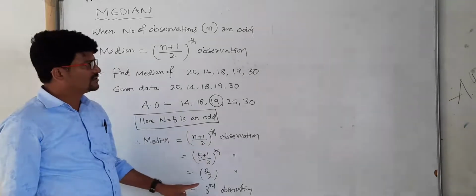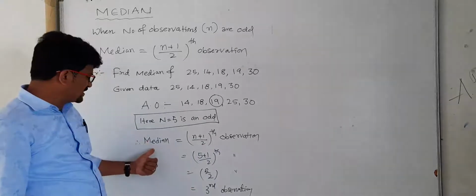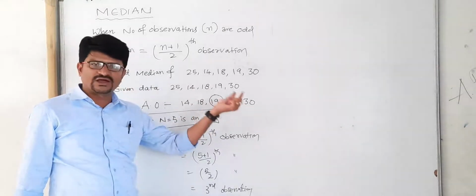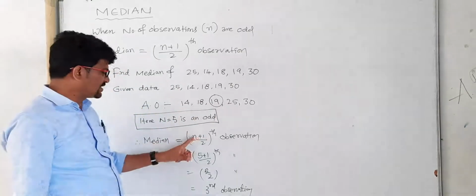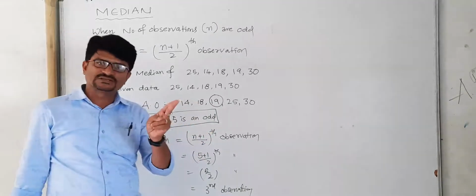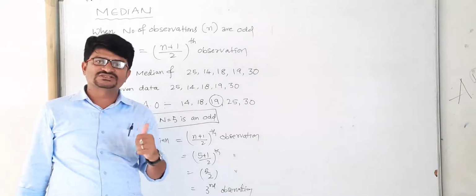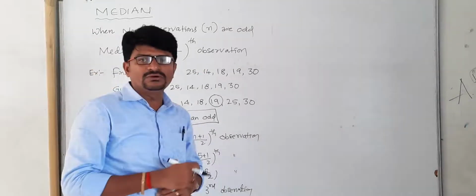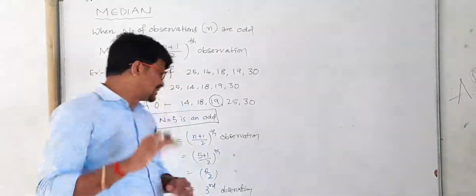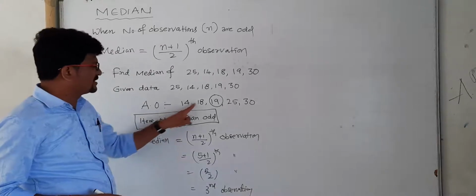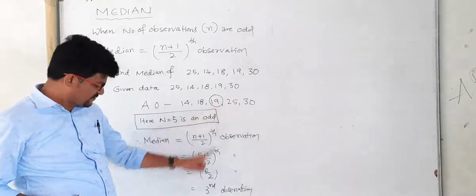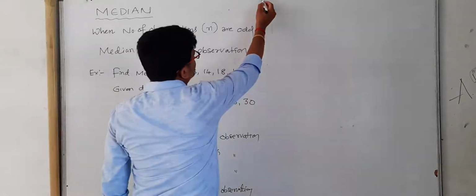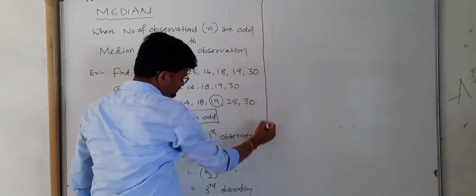Clear, children? So, whenever the number of observations is odd, like 5, the (n plus 1) by 2th observation, 5 plus 1, 6 by 2, means the third observation is the median. Before that, you must arrange the data in ascending order. After arranging, the third observation is 19, therefore median is 19. Clear, children? Now, let me give one more example.